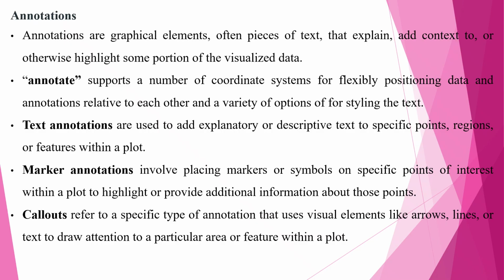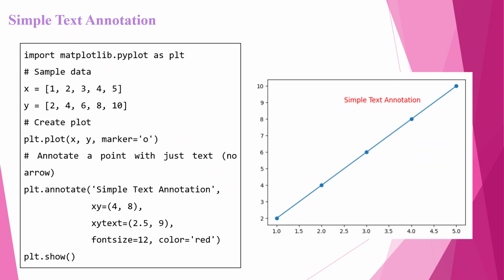Callouts are another useful type where arrows or lines are used along with text to draw attention to a specific feature in the plot. Overall, annotations make the graph more informative and easier to understand.